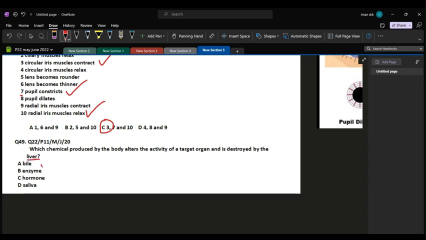So, bile, enzyme, and saliva, they are not destroyed by your body or by any organ, they are just produced. So from here you can get an idea that hormone is the answer. Also, because all hormones are destroyed by the liver, and hormones also alter the activity of a target organ. For example, if we are talking about insulin and glucagon, all these hormones affect the activity of a target organ.